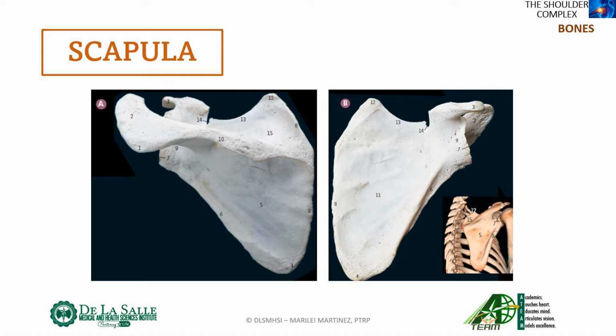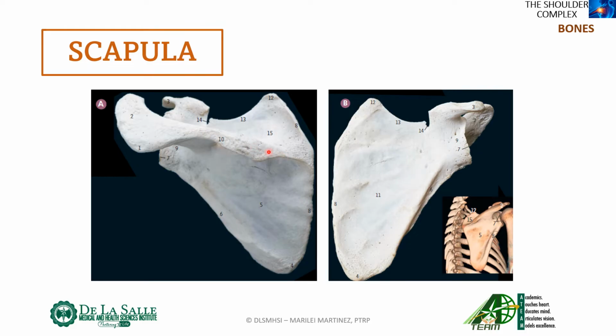Next, we have the posterior view of the scapula and the anterior view of the scapula. How did I know that this is the posterior and this is the anterior view of the scapula? First, look for the spine of the scapula. The spine of the scapula is always located posteriorly, just like the spine of our body, which is always located posteriorly. So with that, this is the spine of the scapula.